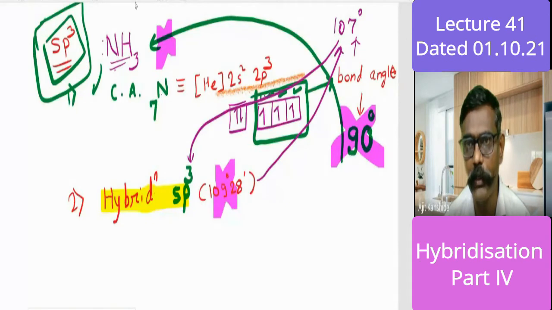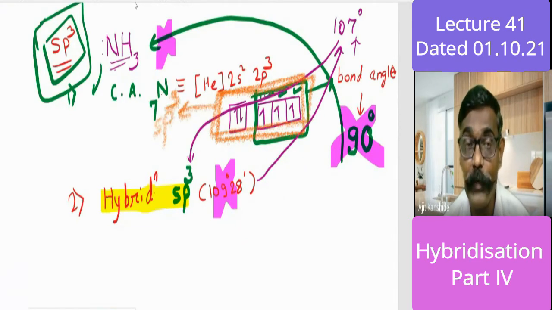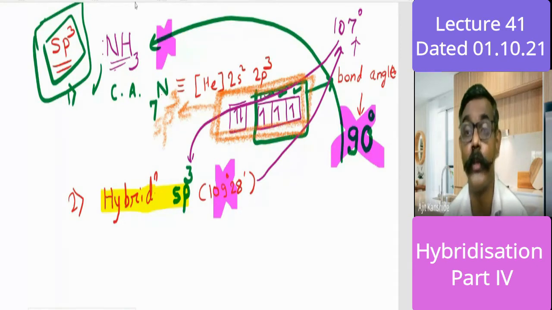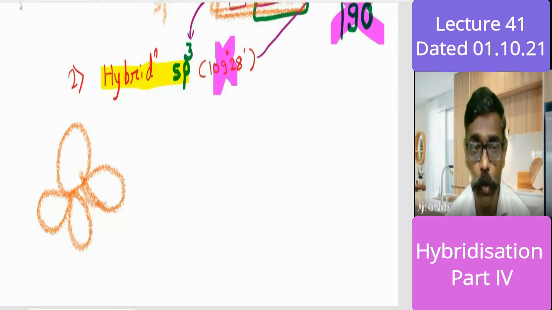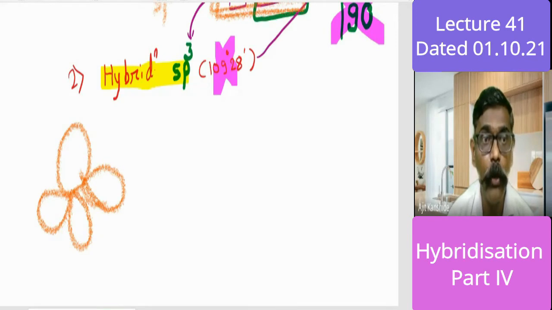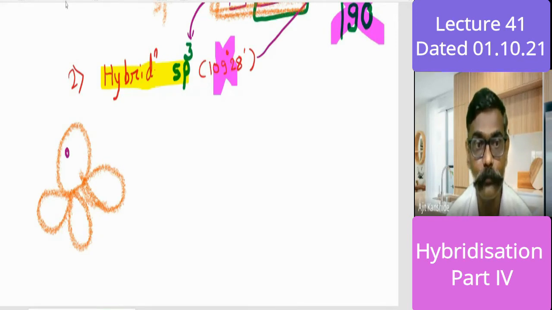The s orbital and these three p orbitals will overlap, mix, recast and distribute the energy, and there will be sp3 hybridization. Nitrogen undergoes the sp3 hybridization. If I represent the sp3 hybrid orbitals, here is the first lobe, second lobe, third lobe and fourth lobe. Out of these four lobes, one lobe holds the lone pair, with two electrons. The remaining lobes have only one electron each.